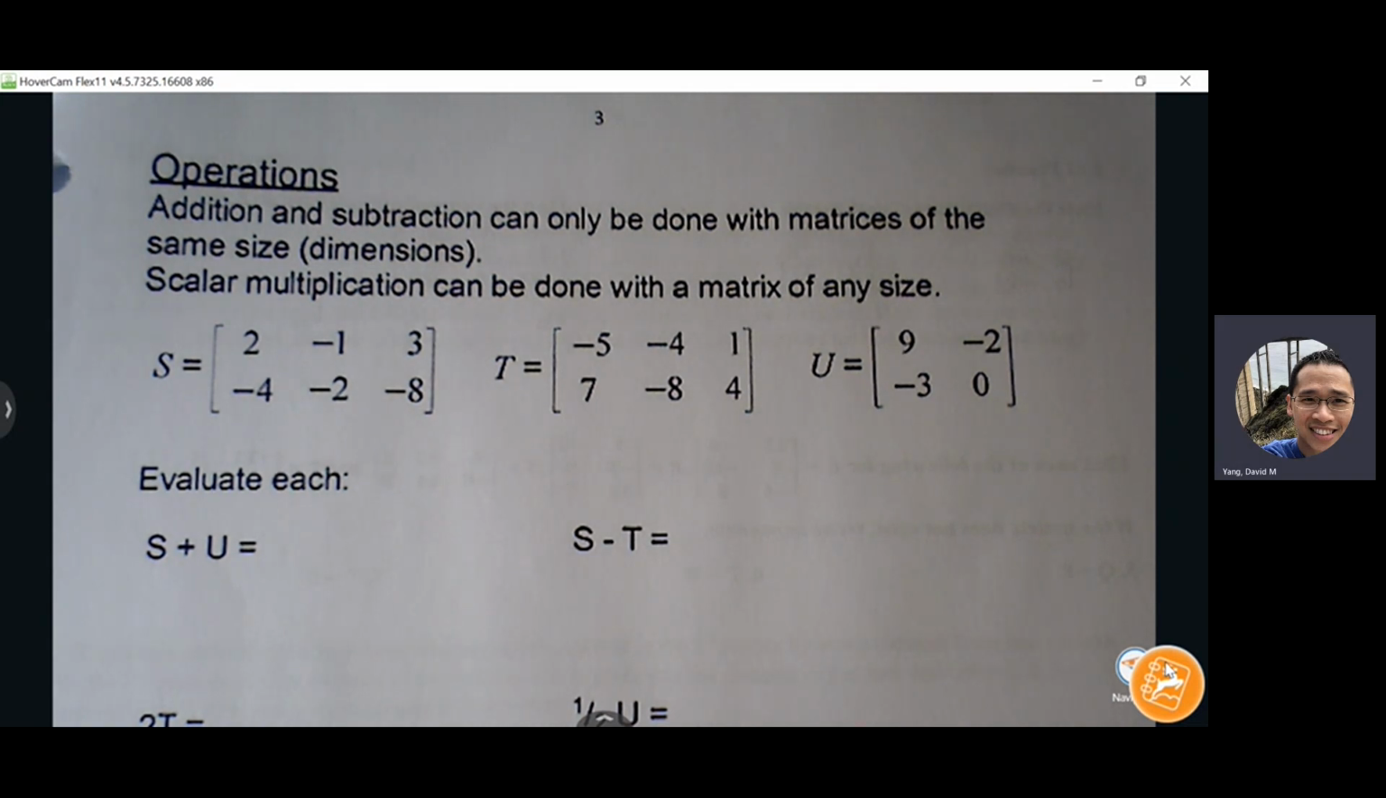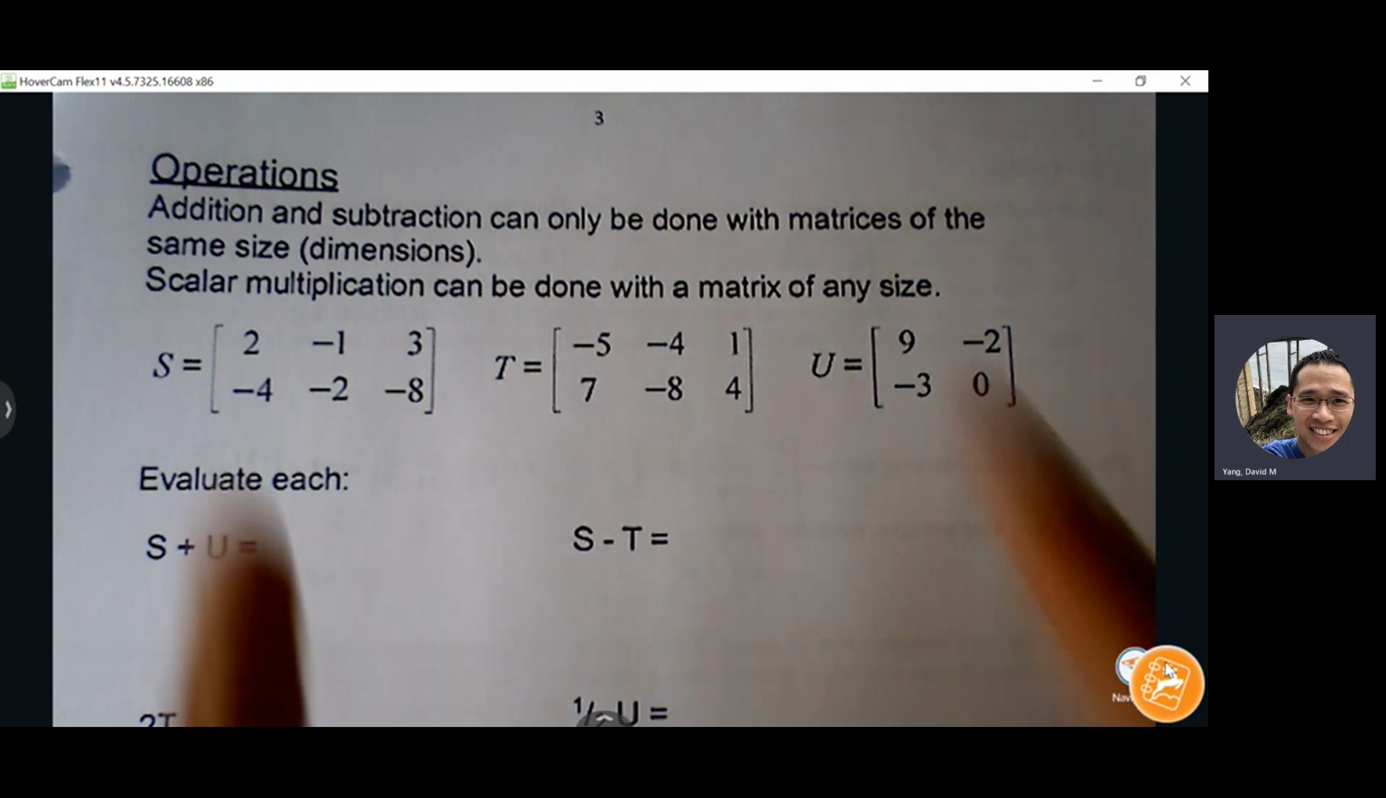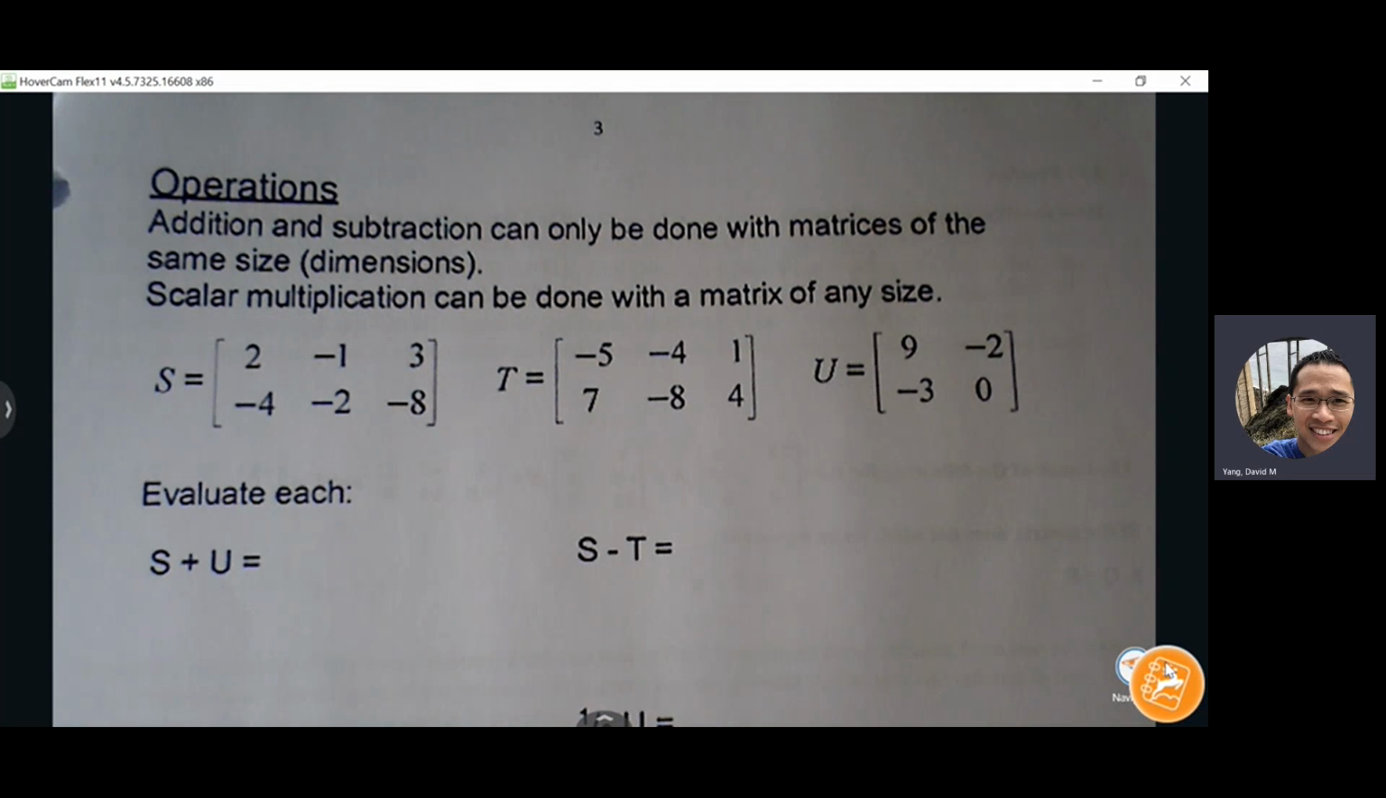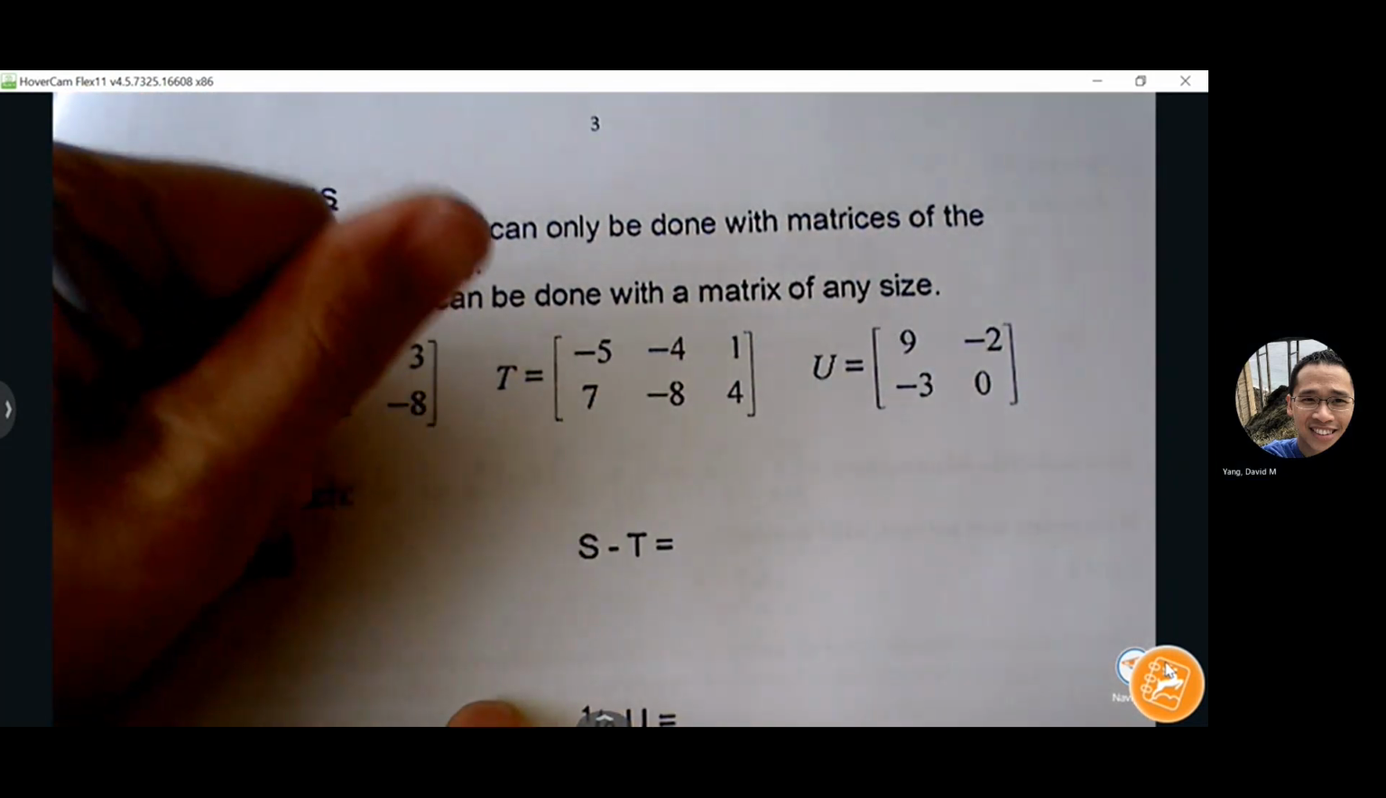So scalar multiplication just means if I have a number in front of my matrix, I'm just going to make that number distribute through and multiply through. So let's say I want to add matrices S and U together. Are these the same dimensions? They're not. So we can't match row 1, column 1 with row 1, column 1 with the other. I mean, we can, but we're going to run out of numbers, right? So here, this one is not possible.